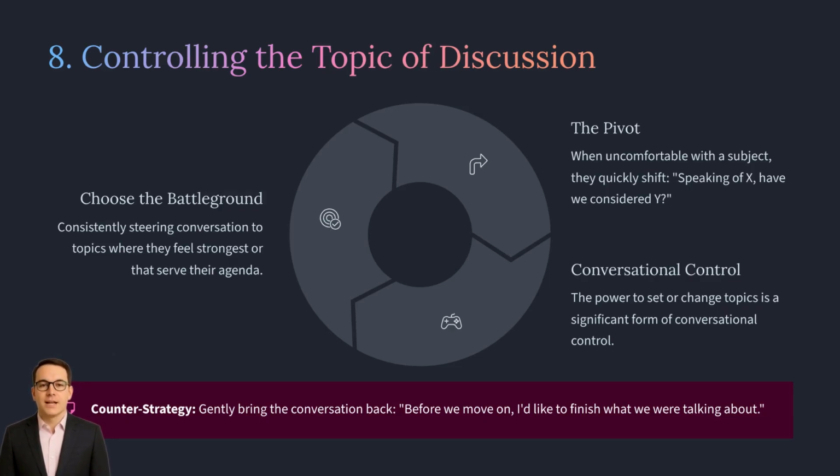Think about interactions where you come away realizing you never got to discuss what you wanted, or the other person's preferred subjects took all the airtime. That could be topic control in action. To counteract an overzealous topic controller, gently bring the conversation back. "Before we move on, I'd like to finish what we were talking about."